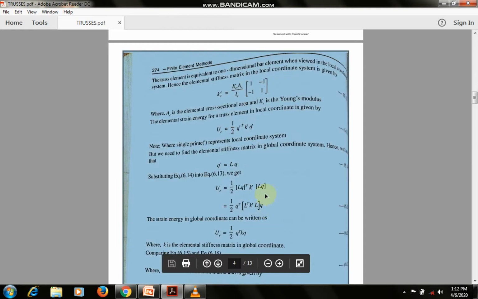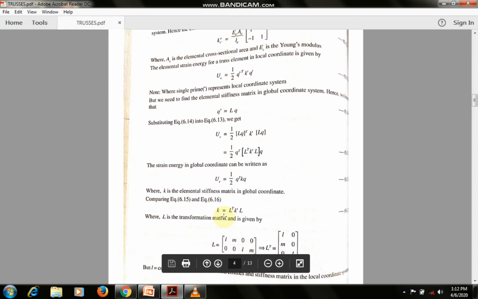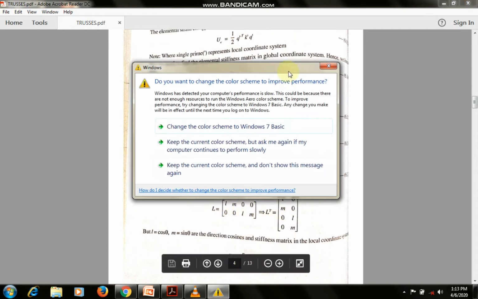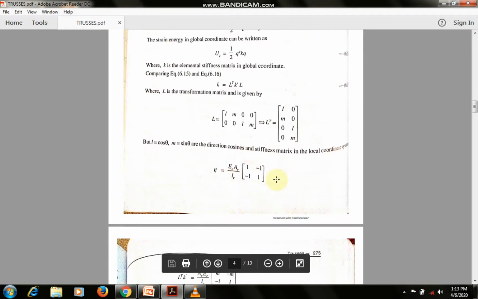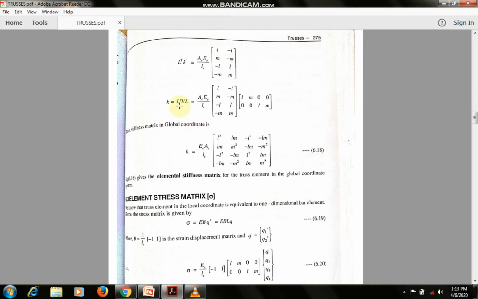Now comparing this formula with this one, I will be having k, which is equal to L transpose k prime into L. Now this L is nothing but the transformation matrix here. If you want to have the transpose, you will be converting rows into columns and columns into rows. Next, we will be multiplying all these three things, that is the transpose of the transformation matrix and the stiffness matrix in the local coordinate. Multiplying all this, we will be getting this product.